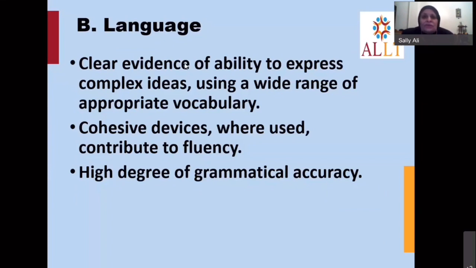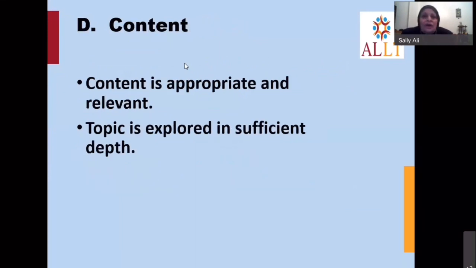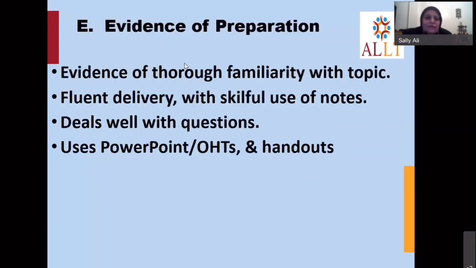And then let's look at organization. Now, clear outline, logical ordering of the main ideas, effective conclusion, final wrap-up. Now let's look at D. Content is appropriate and relevant. The topic is explored in sufficient depth. Next, we've got E, evidence of preparation. Now, evidence of preparation: their familiarity with the topic, they're fluent in delivering, they use PowerPoints and handouts.